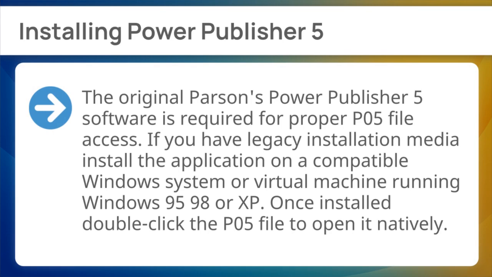The original Parson's Power Publisher 5 software is required for proper P05 file access. If you have legacy installation media, install the application on a compatible Windows system or virtual machine running Windows 95/98 or XP. Once installed, double-click the P05 file to open it natively.